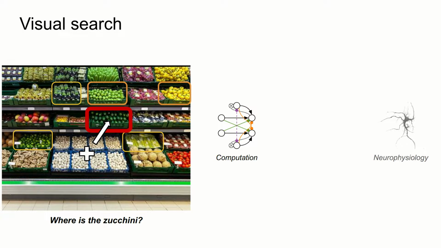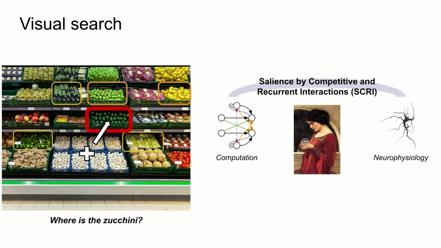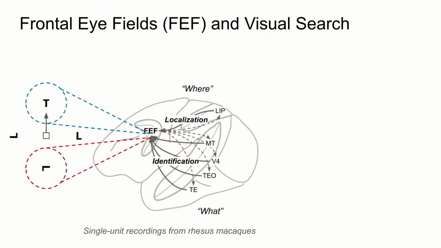A different explanation would be in terms of neurophysiology, the cascade of neural spiking activity that culminates in the production of a saccade. Although these explanations seem distinct, I'll briefly describe a model called SCRI that bridges the gap between these levels of description. SCRI stands for Salience by Competitive and Recurrent Interactions. SCRI was developed to understand why neurons in frontal eye fields, FEF, act the way they do during visual search.